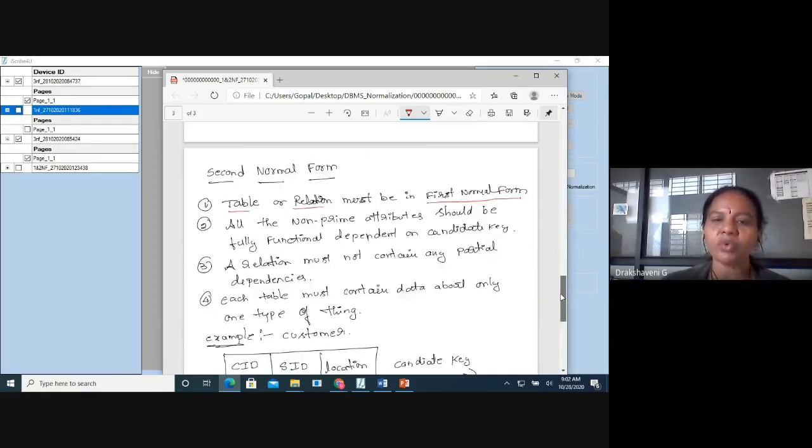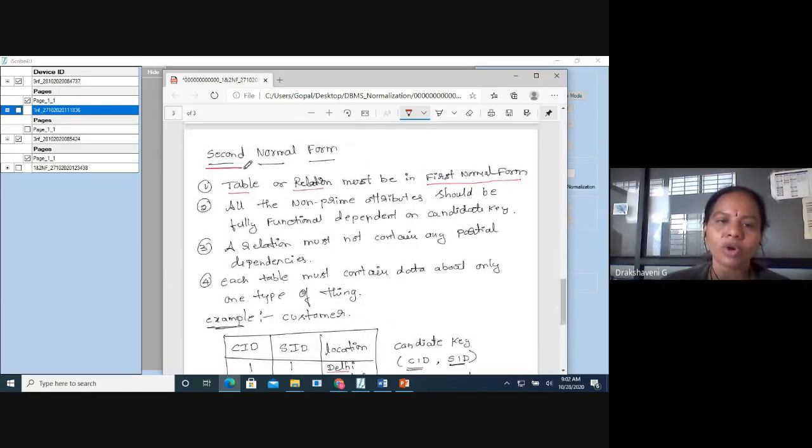Okay, next we move on to the second normal form. What does the second normal form say to us? The table or relation. Sometimes we call it a table, or if it is just SQL, then we call it a table. If it is a relational database schema, then we call it a relation. Both are one and the same. So a relation must be in the first normal form.